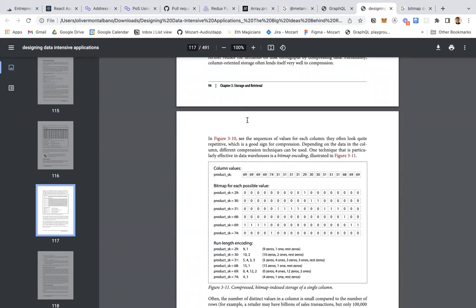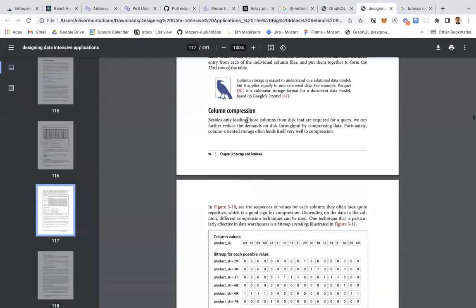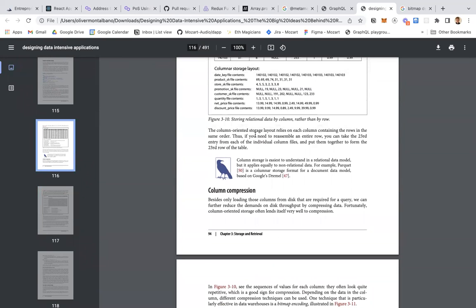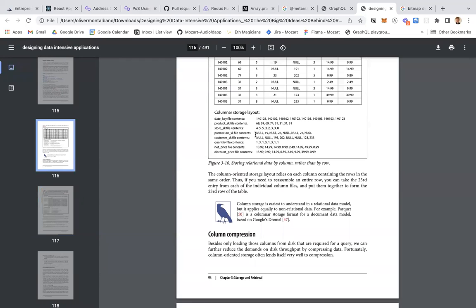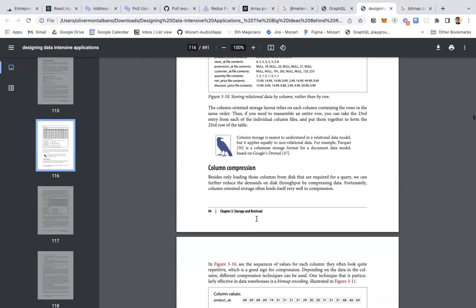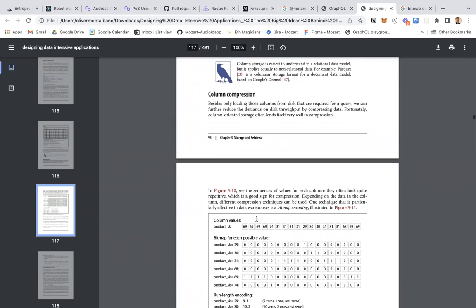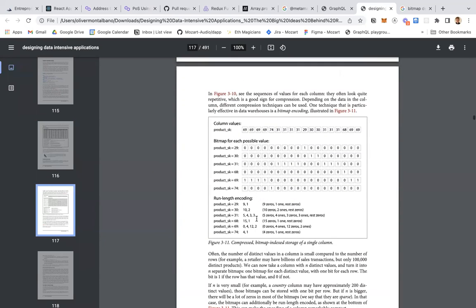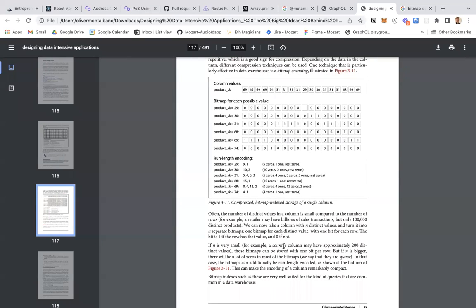Interesting. Wait, oh, I think I get it now. Are they just saying there's maybe 100 different values that could be true or false? I could be wrong, but it's very small.